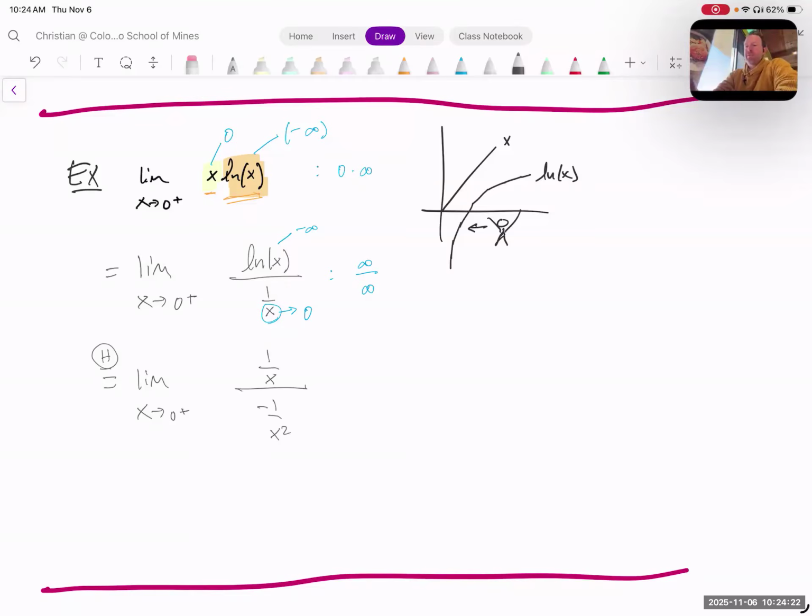So let's simplify. If we simplify now, this is the limit. X goes to 0 from the right of 1 over x. So keep the numerator, dot, switch the division to multiplication, negative x squared over 1. And once we reduce our x's, we end up with negative x. You can evaluate at 0 now, and we get 0 for our limit.